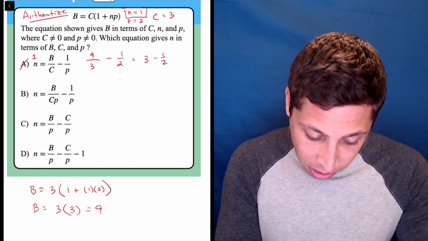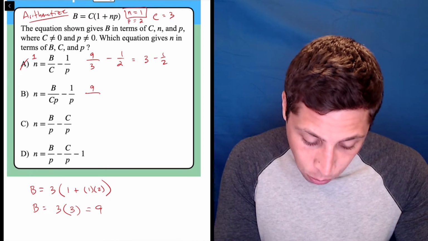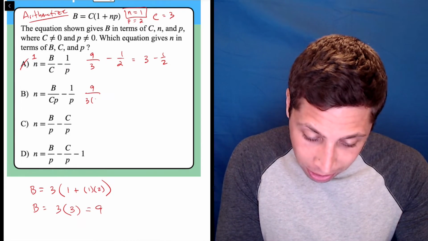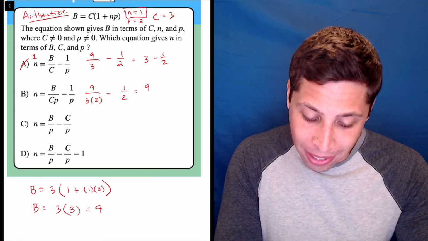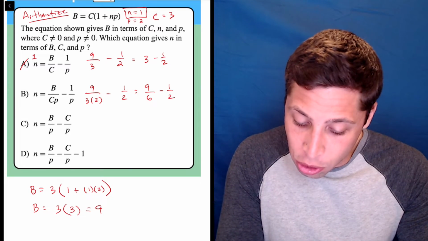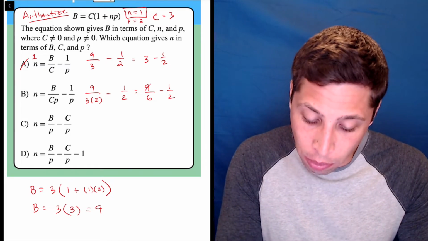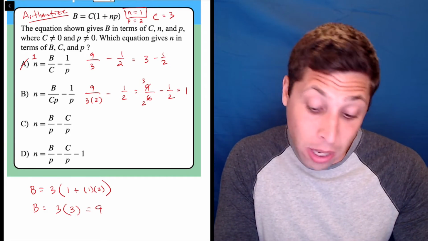So let's try choice B. So this is the letter B, which was 9. C was 3. You got to keep track of all this. P was 2 minus 1 over 2. So that's 9 divided by 6, minus 1/2, so we do need to do a little reducing here. So if we reduce this, we get 3 and 2, so 3 halves minus 1/2 is 1.